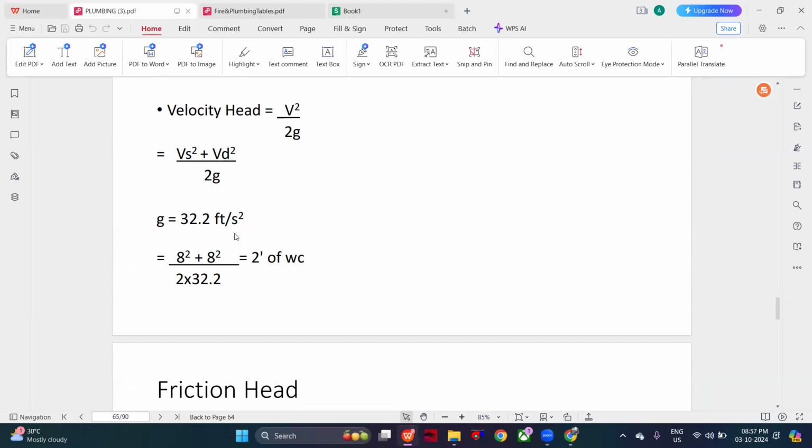Then the gravity is 9.8 meter per second square. Now I have to convert it into feet per second square, which is why I got 32.2. When you do this one, you will get about 2 feet of water column. And remember this one: the velocity head will be below 2 feet of water column in any case.